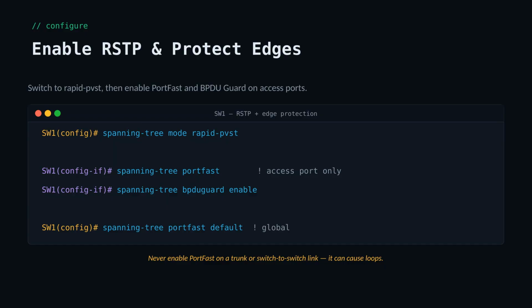If you've got a lot of access ports, the global spanning-tree portfast default command saves you time by applying it everywhere automatically. Just remember the golden rule. Never enable PortFast on a trunk or a switch-to-switch link. That's a fast path to a loop.